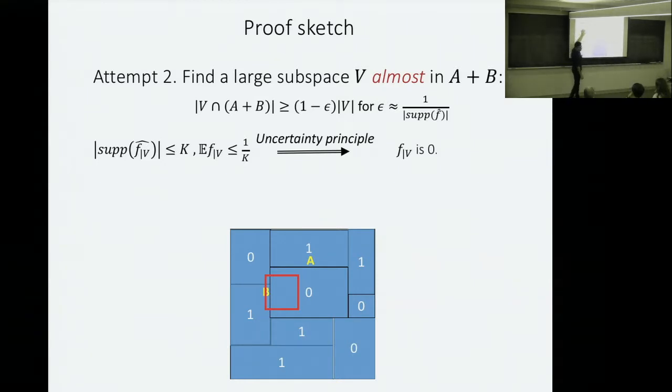Because the uncertainty principle says, if you have a function that has small Fourier support, and it also has small average, because here we're talking about only Boolean functions, so having a small support in the physical space corresponds to a small average. Then we know that the function should be 0 here, right? Because this times this is at least 1. Now I have a subspace whose average is less than 1 over k because most of it is 0. So the only part that's outside of the subspace could be 1.